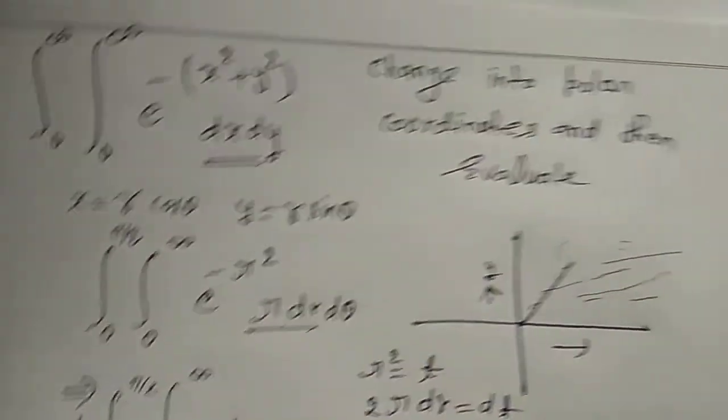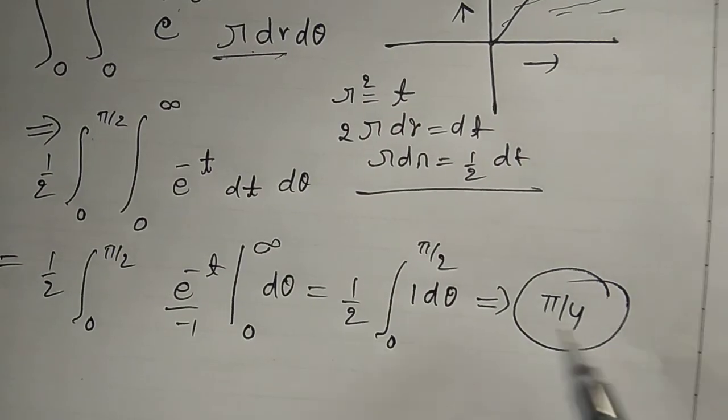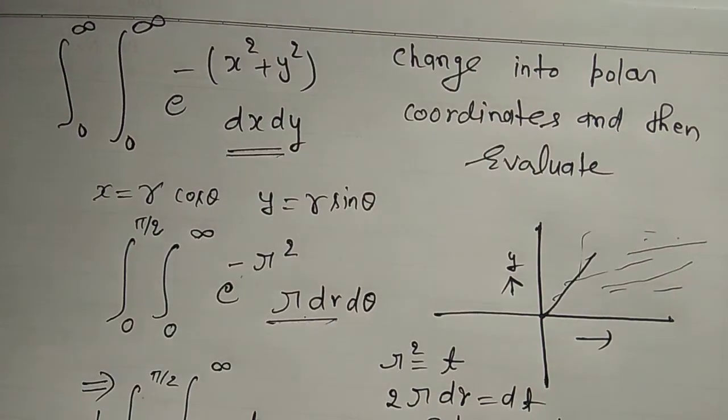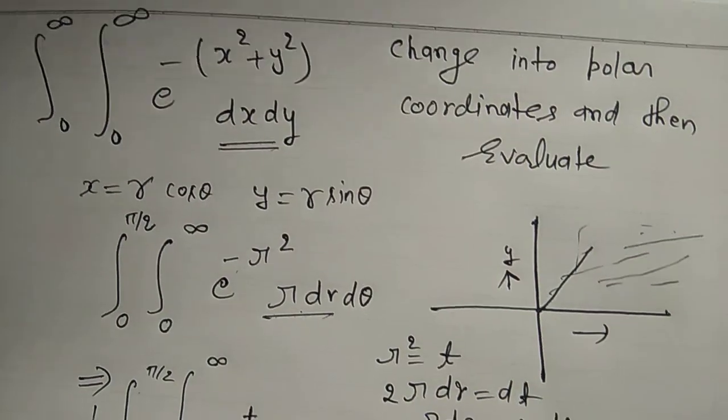So see, when we change to polar coordinates, your calculation will be simple and we get the answer easily. But if you proceed with the same problem in Cartesian coordinates, you may get the answer, but it will be very lengthy.